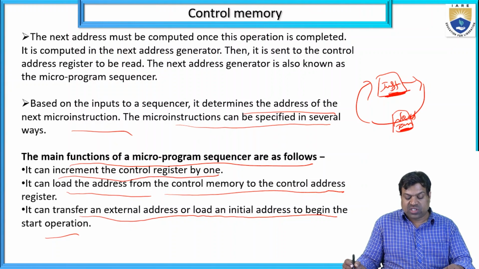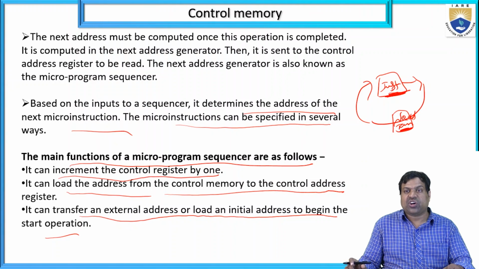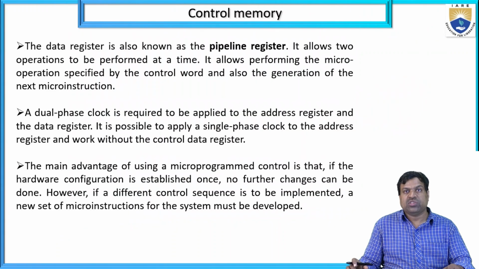The main functions of a microprogramming sequencer are: it can increment the control register by 1. So whatever values are there in the control register, we have to increment by 1, and it can load the address from the control memory to the control register, and it can transfer an external address or load an initial address to begin the start operation. Okay, these are the main functions of a micro sequencer.